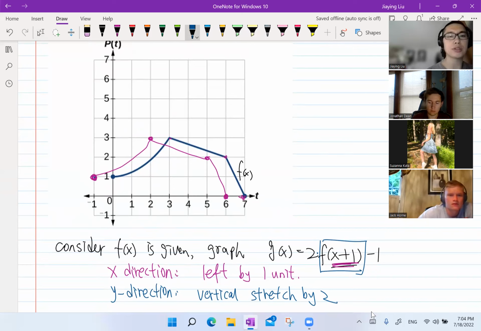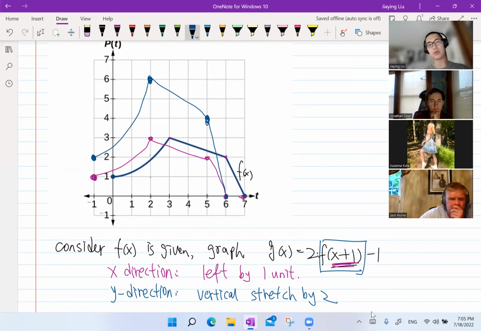So this point is negative 1, 1. That becomes negative 1, 2 when we multiply by 2. This one is 2, 3, so that becomes 2, 6. And this point is 5, 2, so it becomes 5, 4 when we multiply the y value by 2. And this is a 6, 0. Well, if we multiply the y by 2, it's still going to be 0, so this point stays. It doesn't move anywhere. So if we draw it nicely, this is the curve, that's a straight line, and this is also a straight line. So that's a vertical stretch by 2.